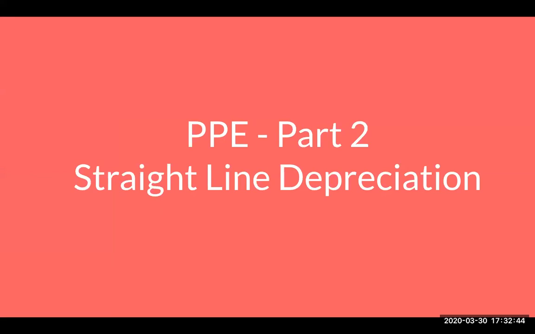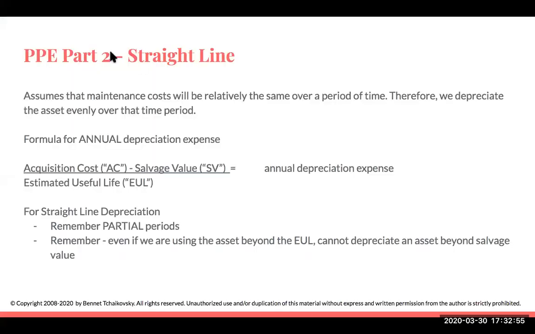We're going to be talking about straight line, which basically means that we're taking the same amount of depreciation every single period. So how do we go through and do straight line? Straight line assumes that those maintenance costs will be relatively the same over the period of time. Therefore, we should be depreciating the amount evenly over that time period. The formula for annual depreciation expense, that means how much we record per year, is my acquisition cost minus my salvage value divided by my estimated useful life. This is going to give me the annual amount of depreciation expense.